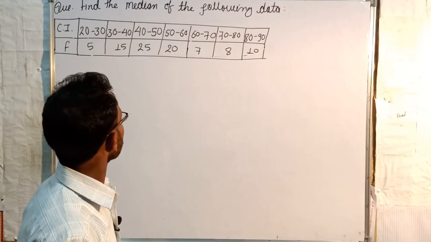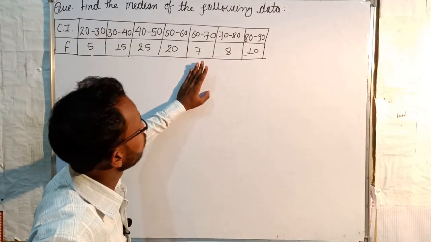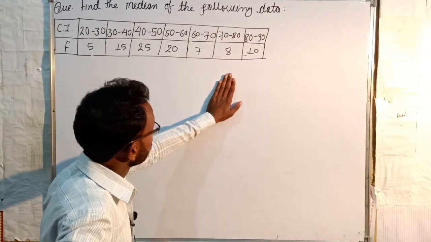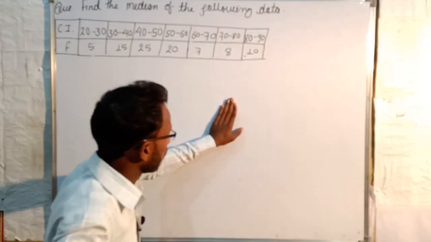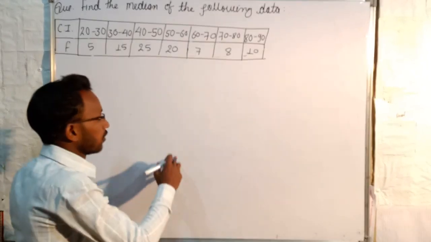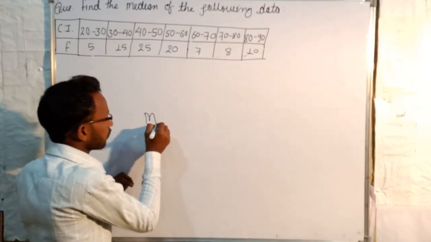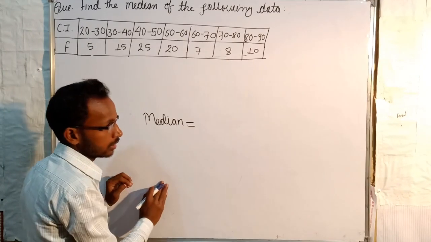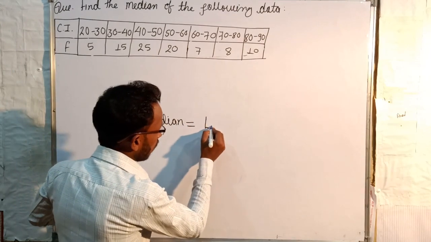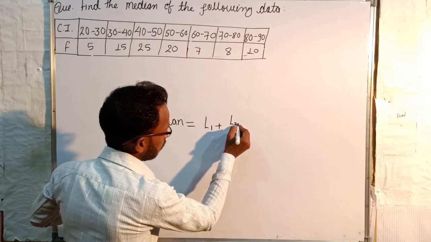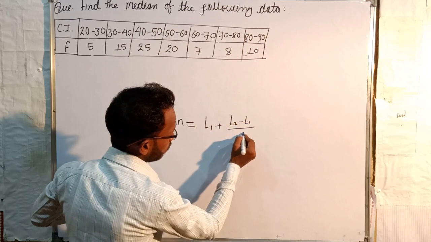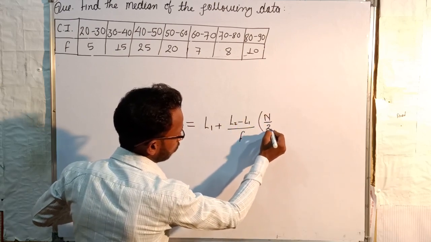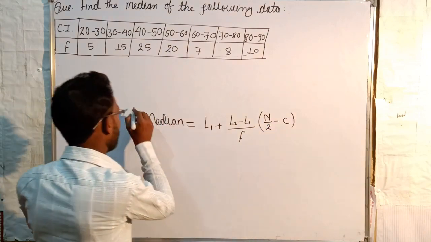Now our next question is to find the median of the following data. Our data is given here. Formula for finding the median of a tabulated data. See here, what is the formula? Formula of median for a group data is equal to L1 plus (L2 minus L1) by F multiplied by (N by 2 minus C).